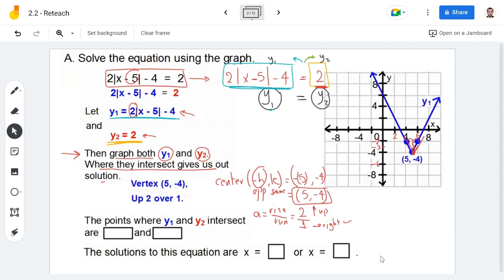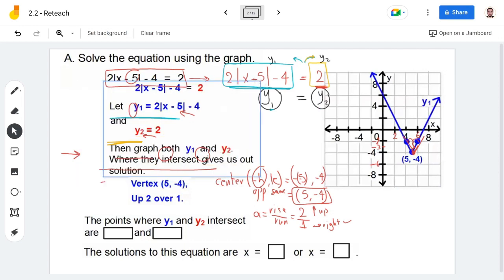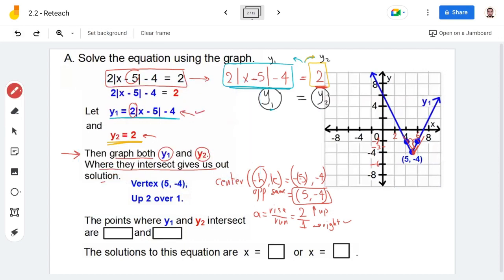After we finish graphing y1, now we need to graph y2. As you can see, it's already said y2. Where is y? We have the axis, this is the y-axis. Where is 2? This is 2. Just graph a straight line here, like this.